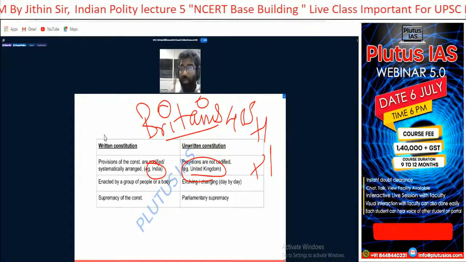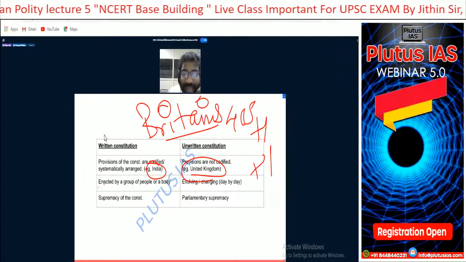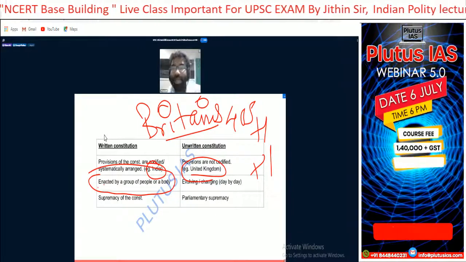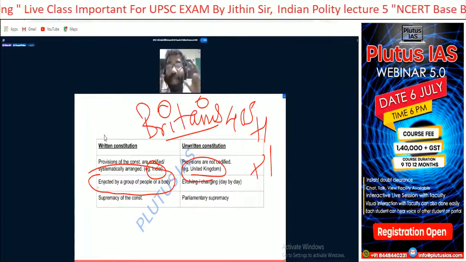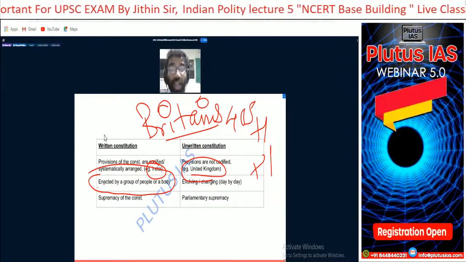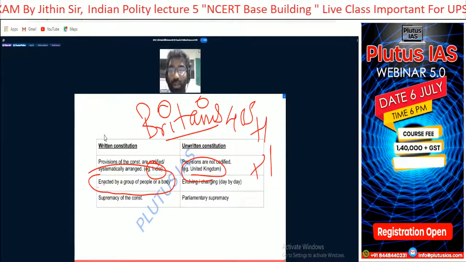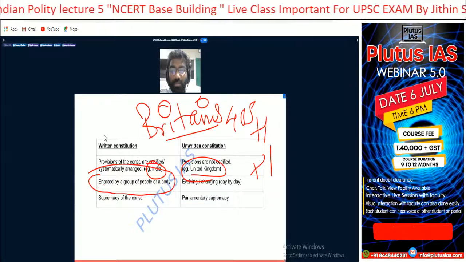Now, listen to me very carefully. A written constitution is enacted by a group of people or a body. It is made. A certain number of people sit and make this constitution. According to the Indian constitution, who made our constitution? Constituent Assembly.